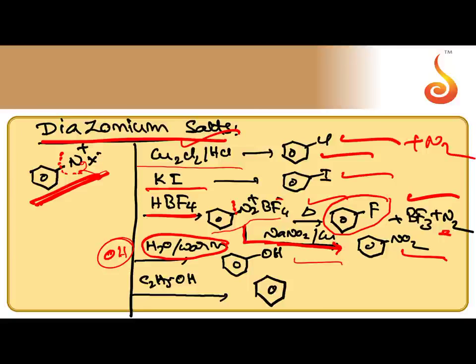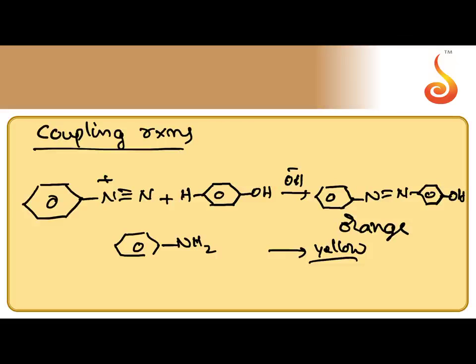When it is reacted with ethyl alcohol or an aqueous solution of hypophosphorus acid, what happens? N2+ is replaced with hydrogen to get benzene. So by these replacement reactions, we can get very, very important compounds. That's why benzene diazonium salts are very, very important compounds.